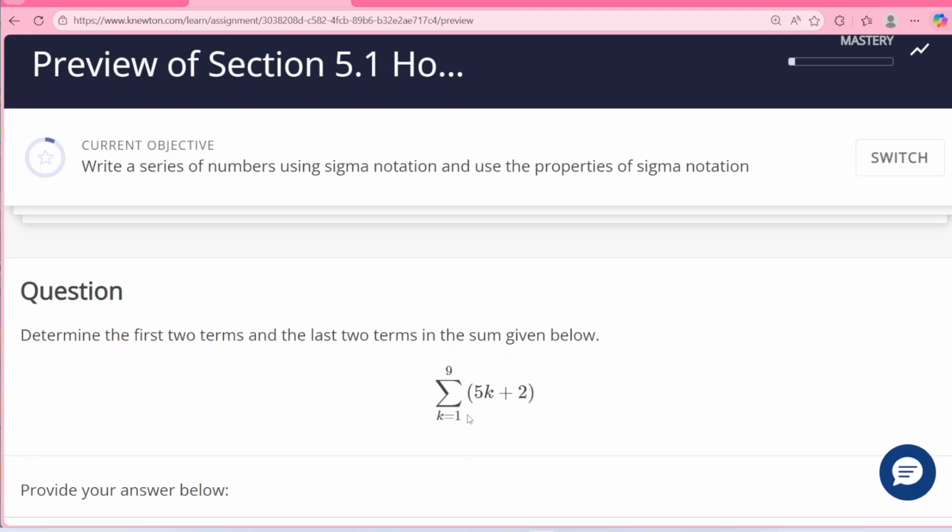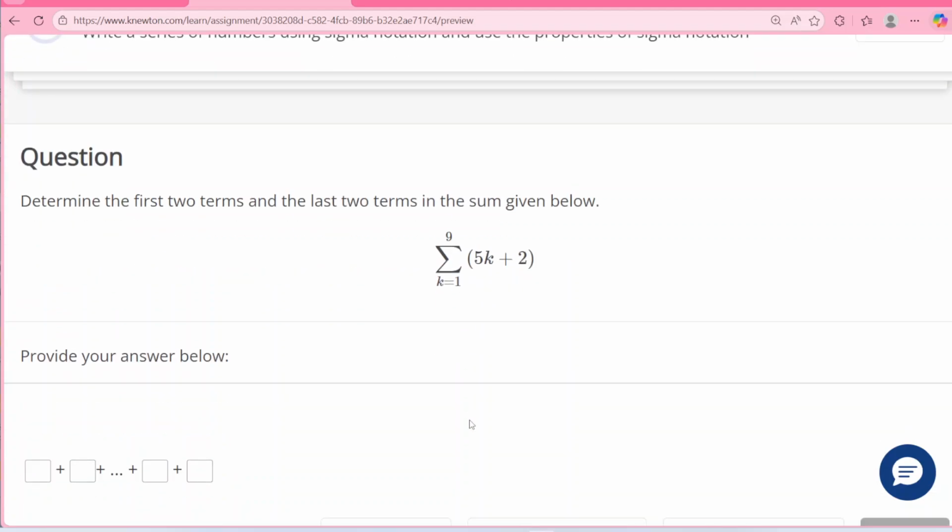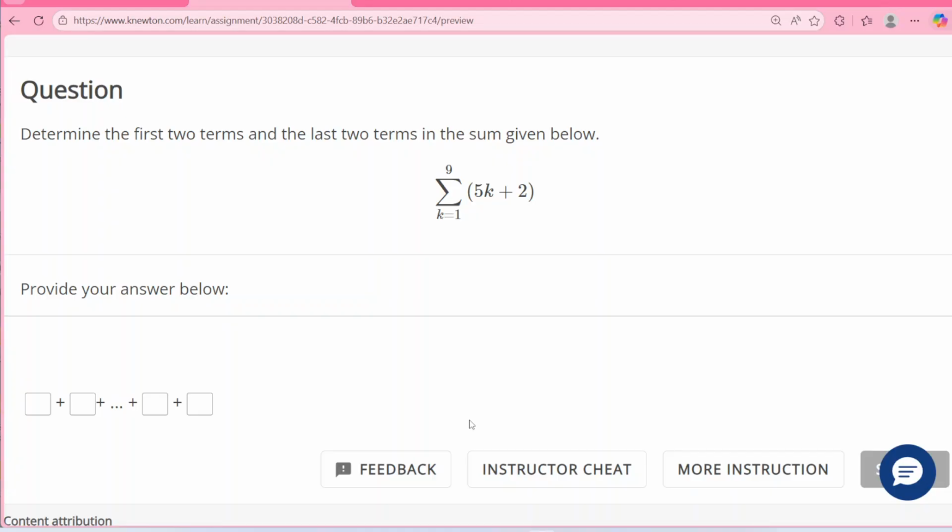All right, so this one has, now this would be 9 terms. Oh, but they're not asking for the sum.